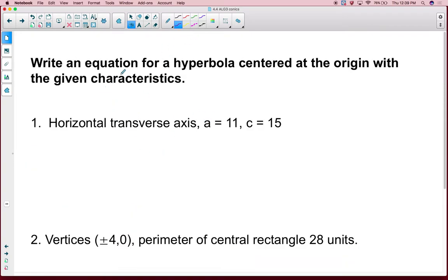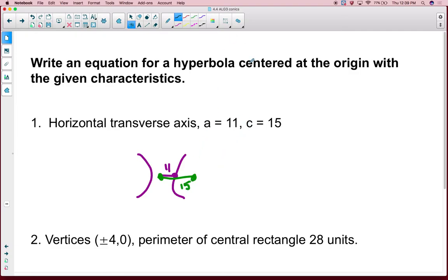Here we go. We have to write an equation for a hyperbola centered at the origin with the given characteristics. So horizontal transverse axis. If it's horizontal, you know it's going like this. So that means the horizontal transverse axis, a is from the center to your vertex. So this is going to be 11. And then we know from the center to the foci is 15.